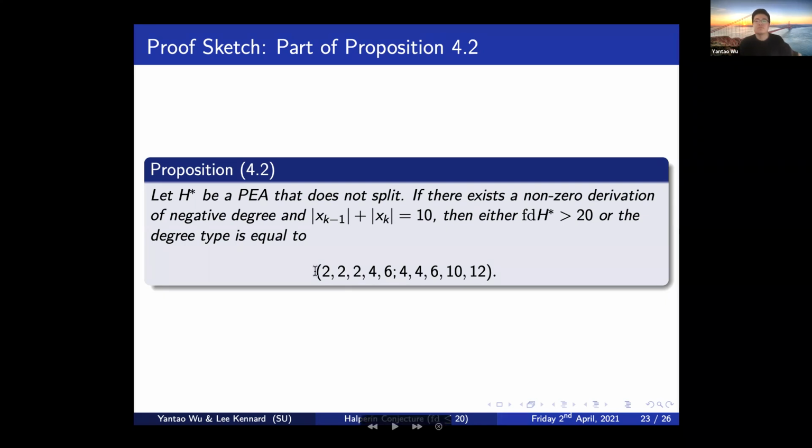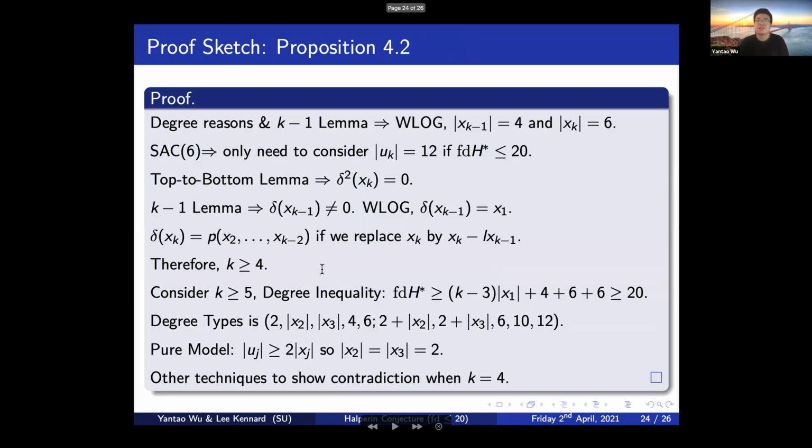So I will not give a proof detail, but you can see from the sketch that we almost use all the methods we have. So intensity applies that. Let me go through it step by step. For the first line, since we know that the sum of degree goes to 10, there are two choices: degree 2 and degree 8, or degree 4 plus degree 6.